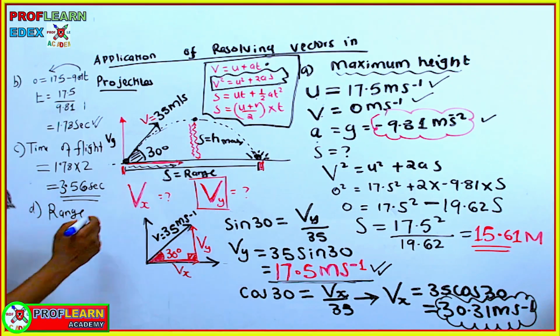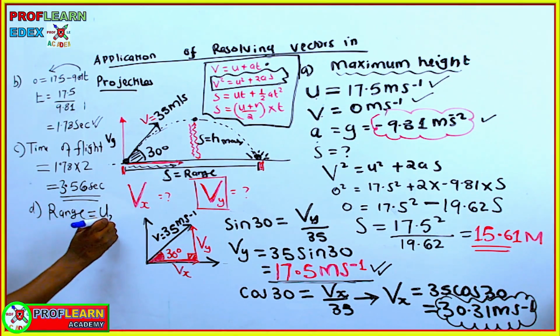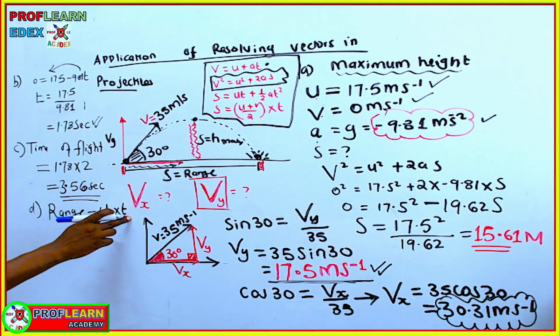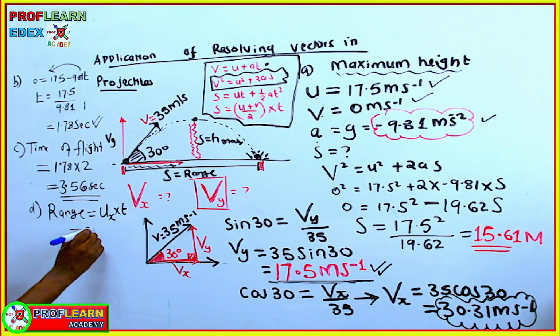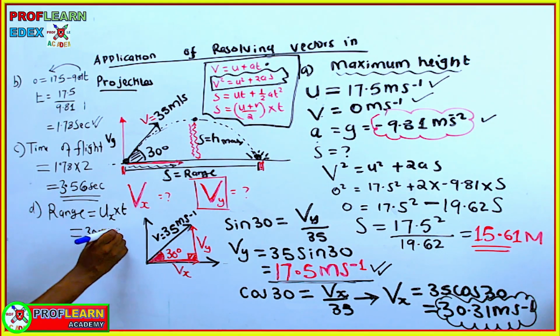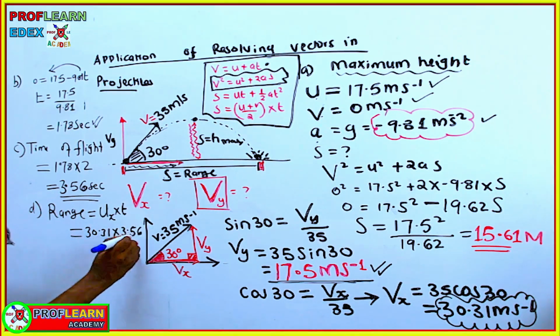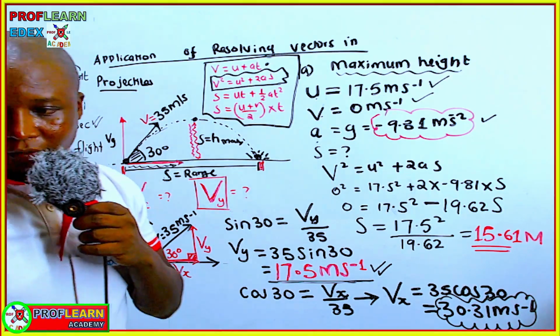So the range here is going to be equal to u in the x direction times time of flight. And our time of flight is that. So this is going to be 30.31 times 3.56.